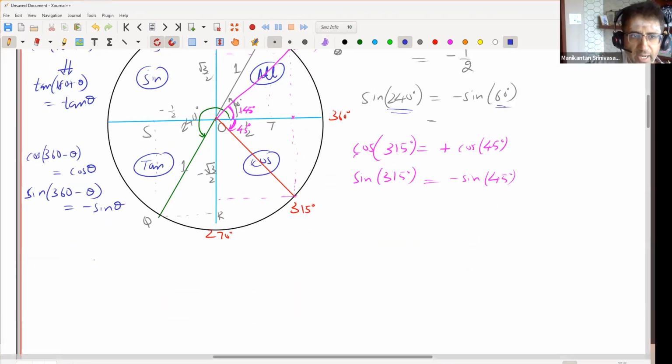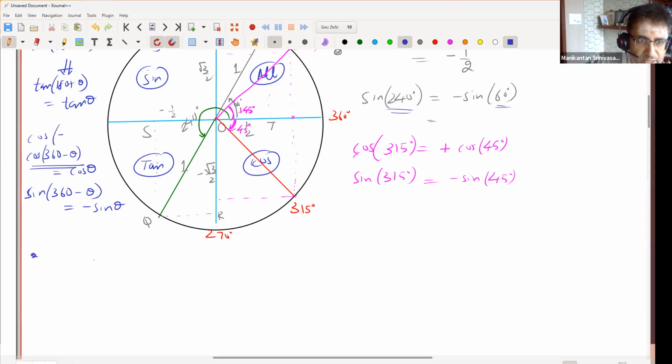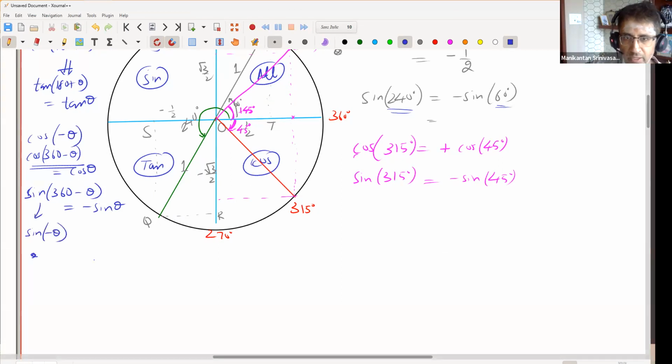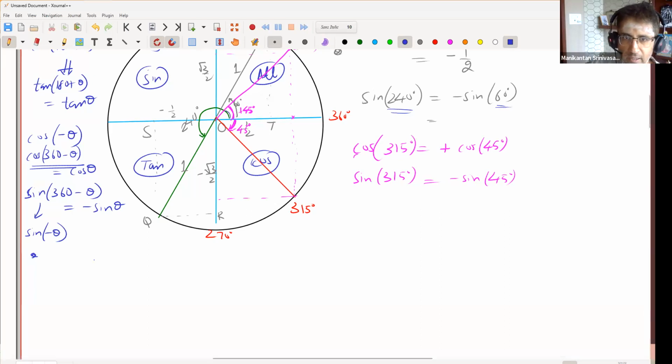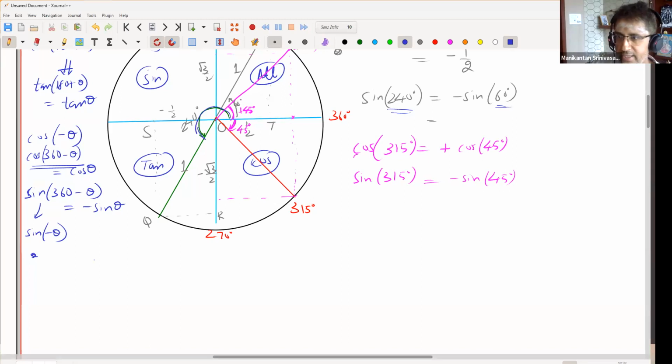By the way, anything with 360 I can completely ignore. So I can equivalently write cos of 360 minus theta as cos of negative theta, and similarly sine of 360 minus theta as sine of minus theta. Traveling 360 minus theta in the positive direction, the anti-clockwise direction, is the same as traveling 45 in the clockwise direction, which is negative. By convention, anti-clockwise is positive, therefore clockwise is negative. So minus 45 is the same as plus 315.